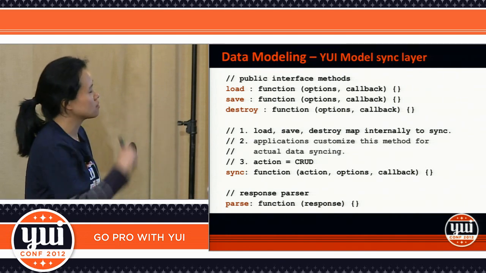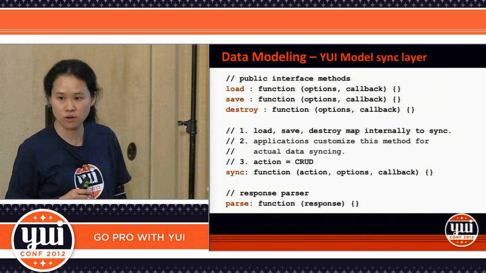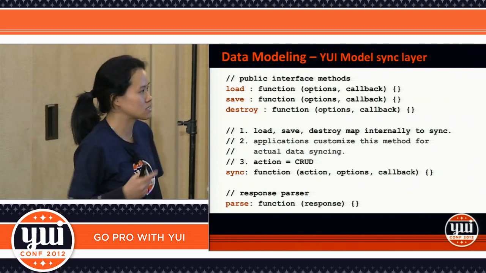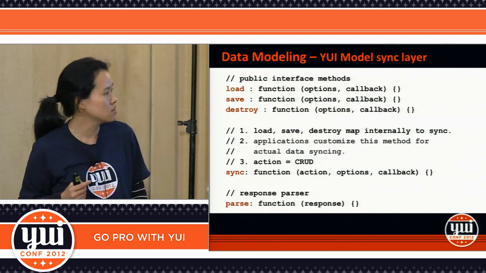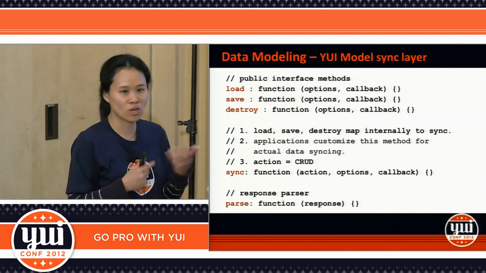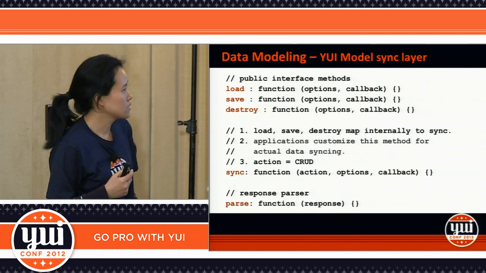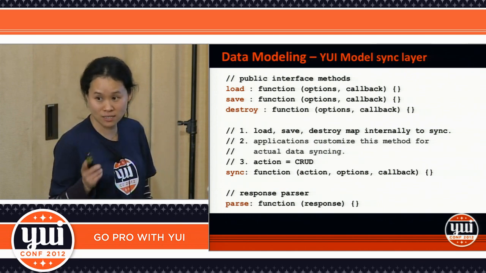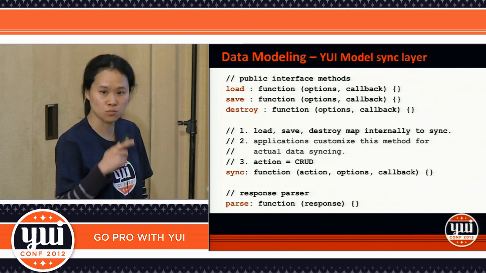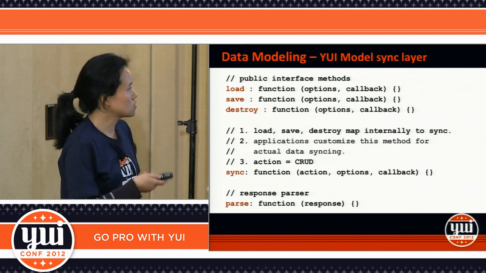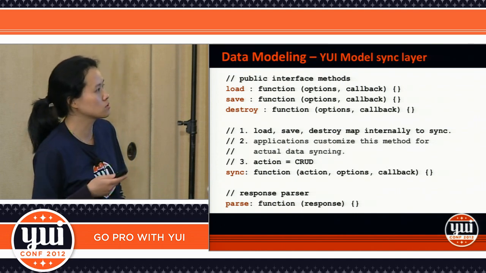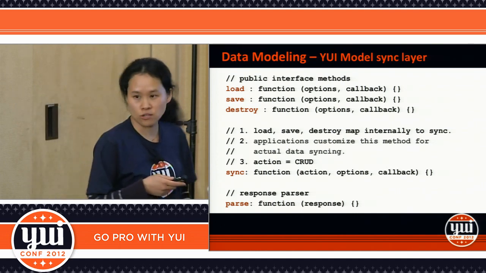They have 3 public methods called load, save, and destroy, which internally call the sync function, which takes 3 parameters: action, options, and callback. The action is one of the actions from before. When the data comes back, it calls the parse function and then sets it on the model through the attributes. So the sync layer is what applications are supposed to customize for actual data syncing.